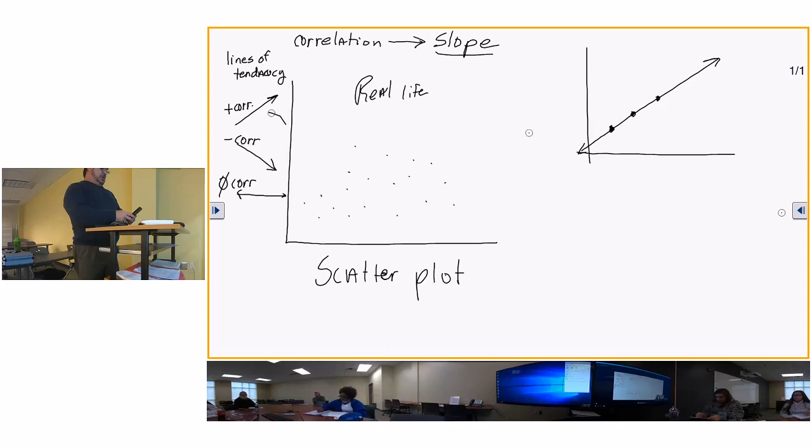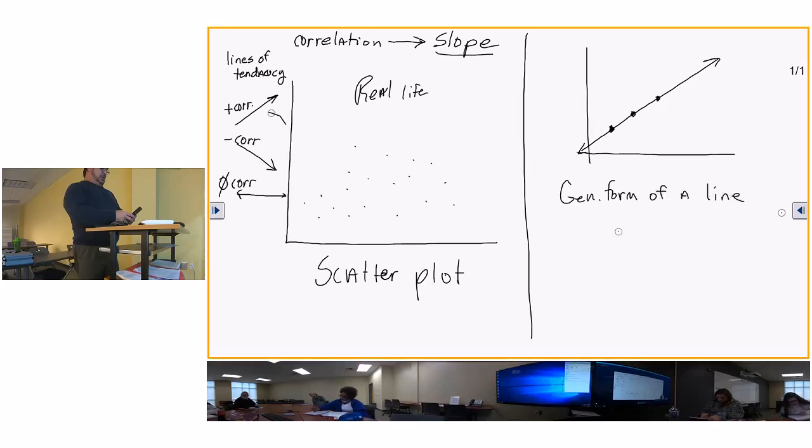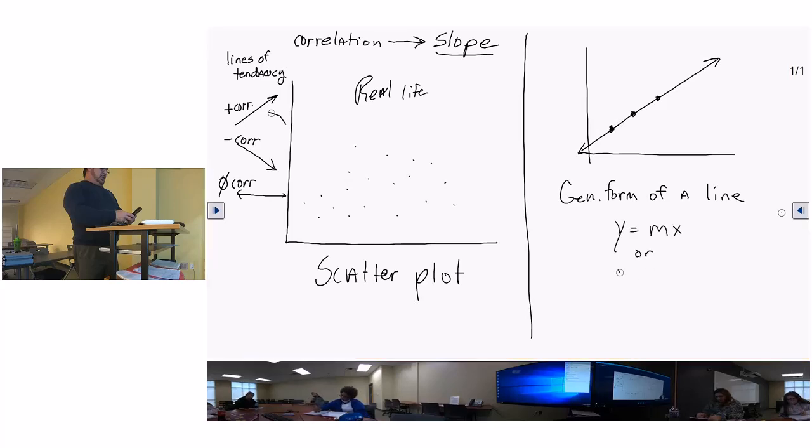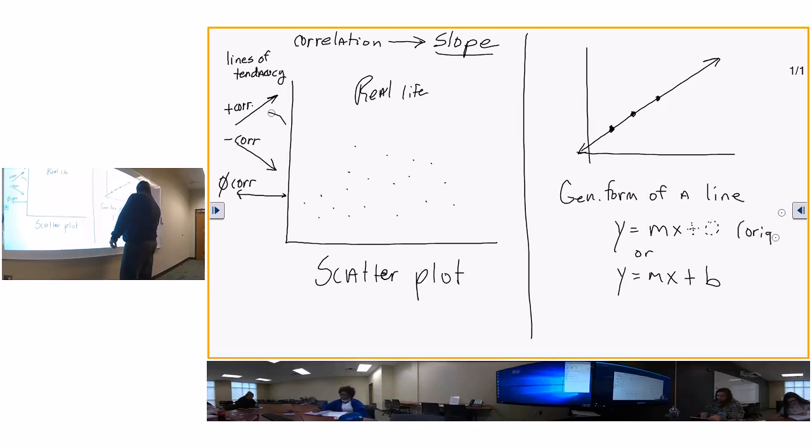This is over here. The left side is statistics. The right side is a review over algebra. Okay, so here we go. The general form of a line is y is equal to mx, or y is equal to mx, what'd you say? Plus b. Yeah, and that's what I was wondering. You could write this as a plus 0 because that's going through the origin. That's what I thought you meant, but I wasn't sure.